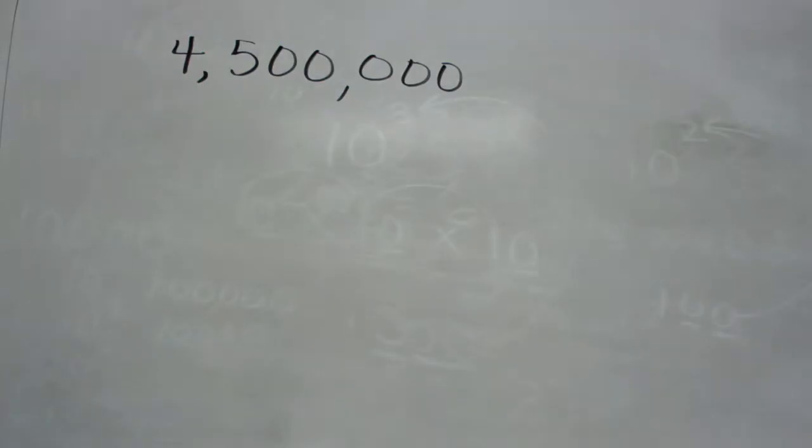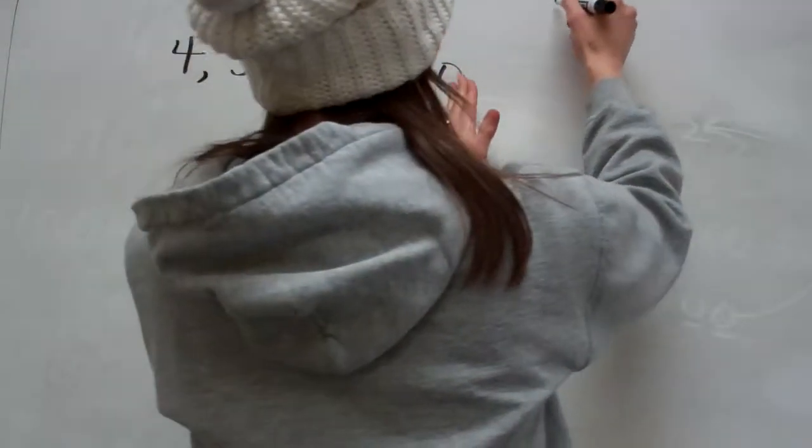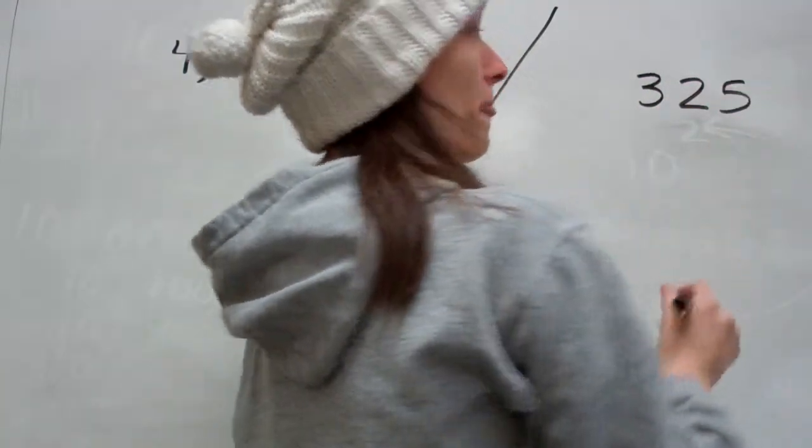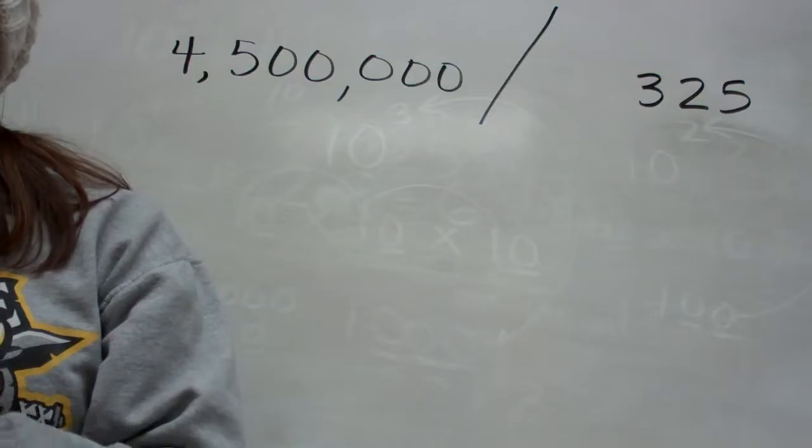4,500,000. Big number. Okay. Now, who remembers standard notation? What about expanded notation? Okay, so let's take a smaller one. We're going to leave this one alone for a minute. Let's say I did 325. How would I write that in expanded notation?